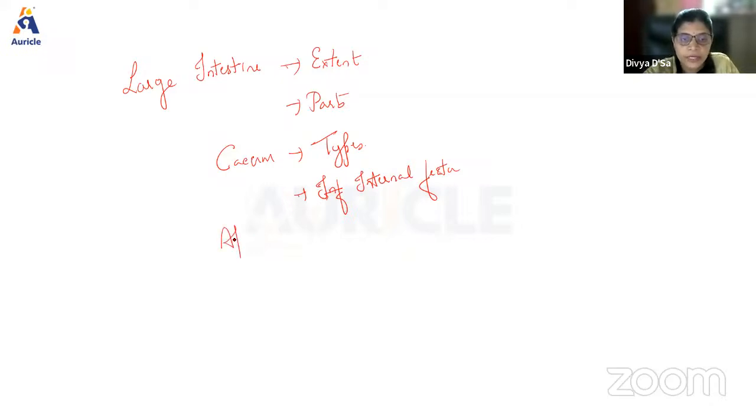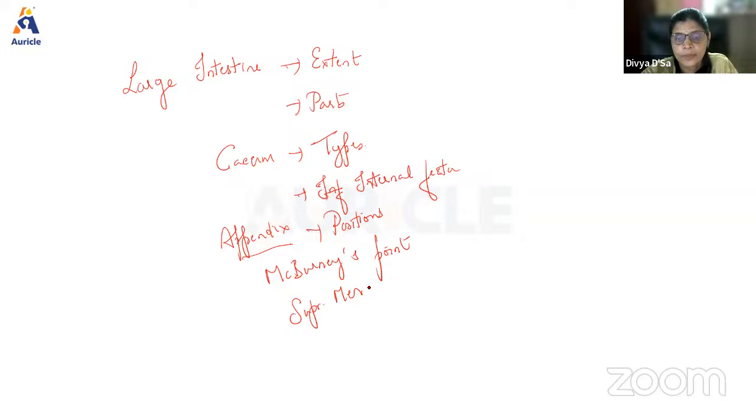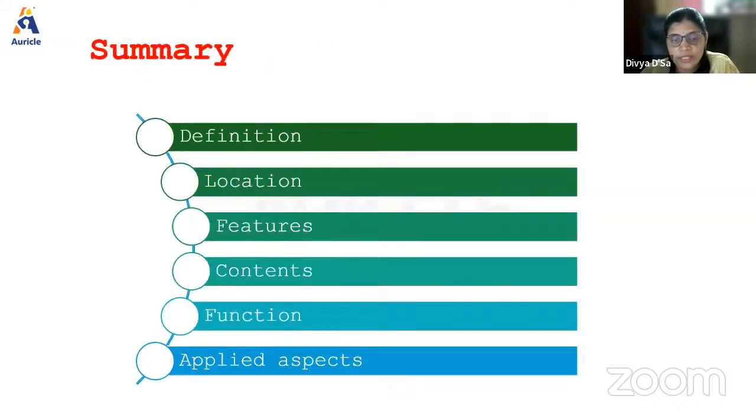Then the appendix. You need to know the different positions of the appendix, which is very important. You need to know what McBurney's point is; it can be asked as an MCQ too. Also the superior mesenteric artery and its branches, as well as the course of the inferior mesenteric artery, and the corresponding veins which drain the large intestine. These are the things we have to know under the large intestine.